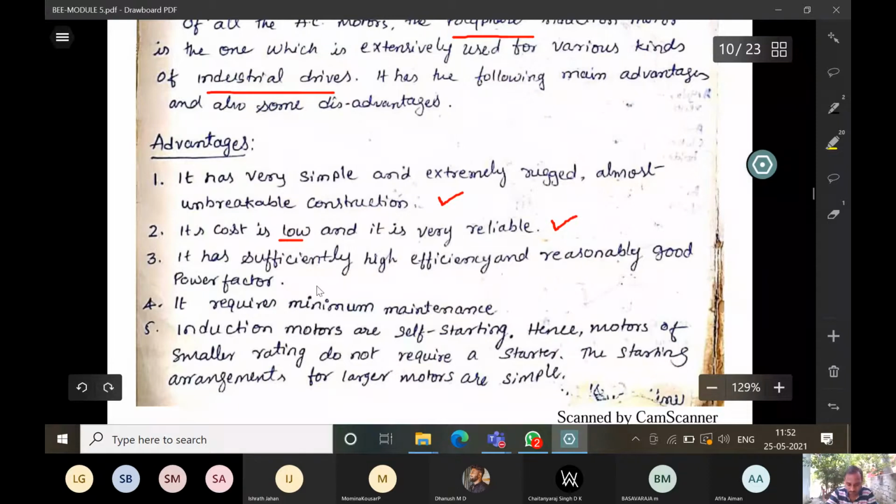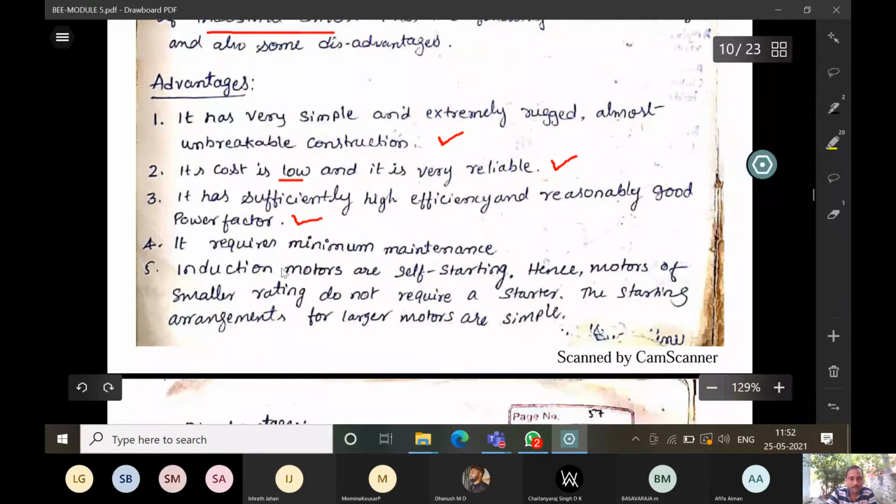It requires minimum maintenance, less compared to the DC motor, because in a DC motor the brushes and commutator wear due to friction, so you need to change the brushes and commutator segments every time. That is not the case in the three-phase induction motor, because we are not using brushes and commutator here. And induction motors are self-starting for lower applications.